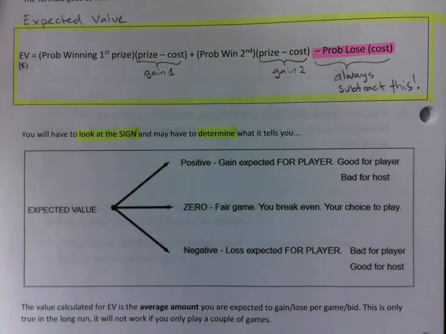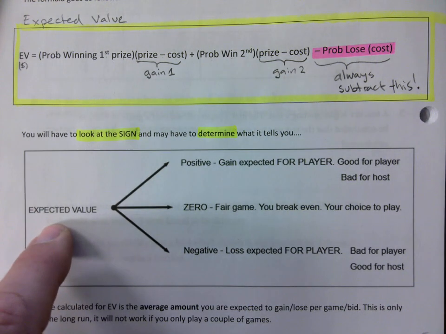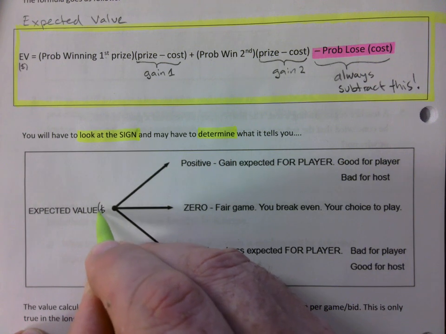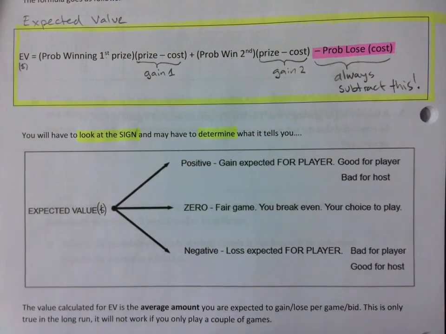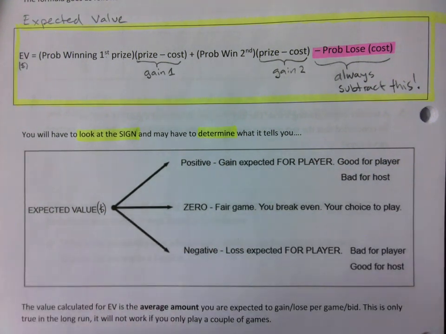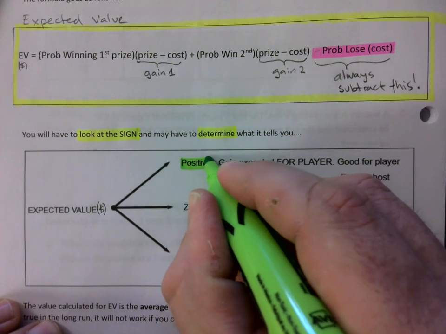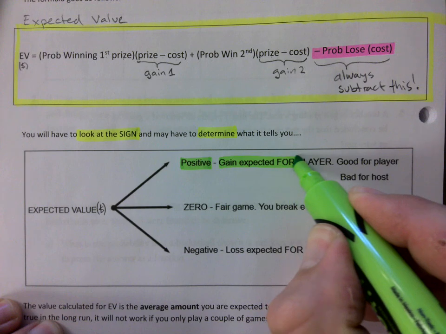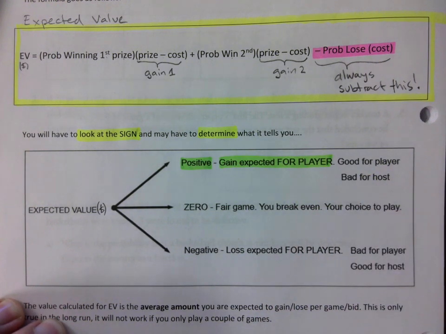If it is positive, so you figure out your expected value. By the way, let's go money again. It's going to be a money amount. If this number is positive, okay, that means that there's a gain expected for the player in the long run.